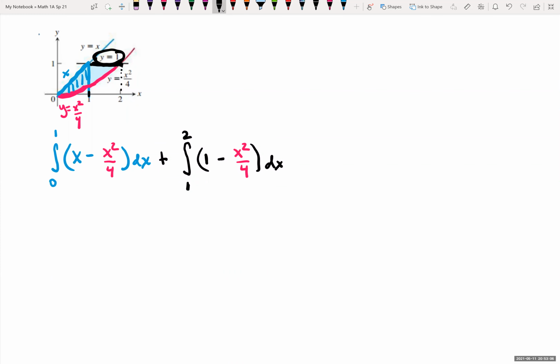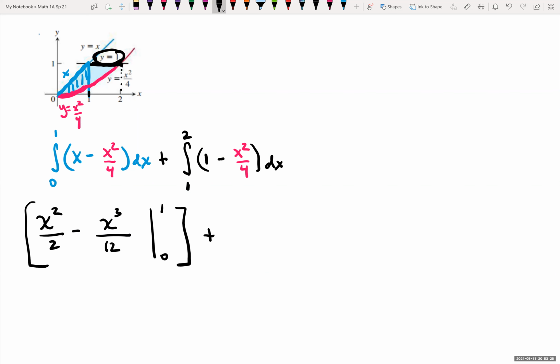So the antiderivative of x is x squared over 2 minus the antiderivative of x squared over 4. Well, that's x cubed all over 3, and times this 4 also is 12. And this is all evaluated from 0 to 1. Plus, taking the antiderivative of 1, we get x minus the antiderivative of x squared over 4, which is x cubed over 12. We're evaluating this piece from 1 to 2.